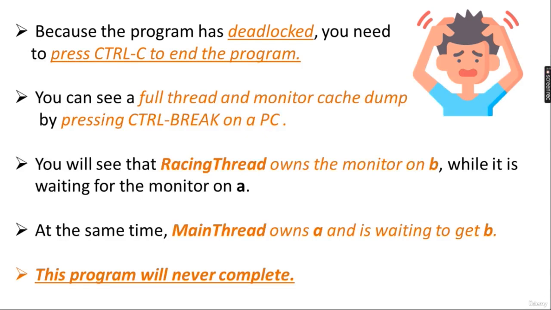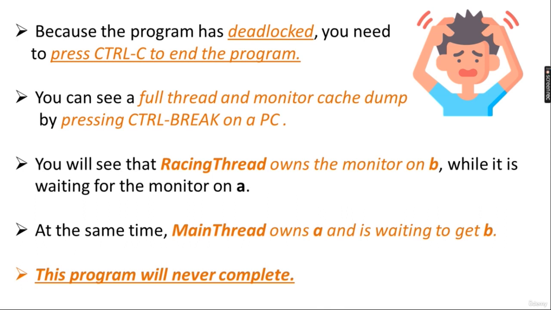Because the program has deadlock, you need to press Ctrl C to end the program. You can see a full thread and monitor cache dump by pressing Ctrl Break on a PC. If you want to see the complete detail, you can press Ctrl Break on a PC, and you will see the racing thread owns a monitor on B while it is waiting for the monitor on A. It is owning its own monitor, and still it is waiting for the monitor on A.